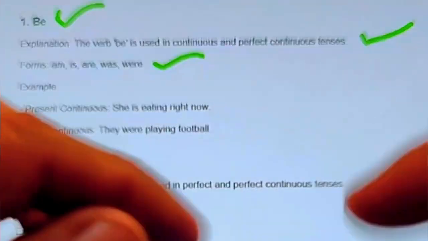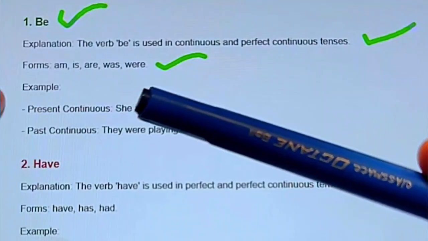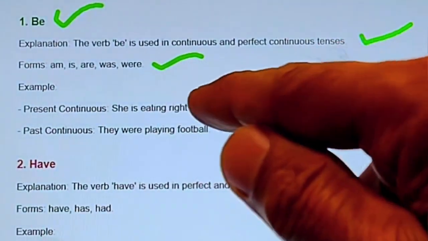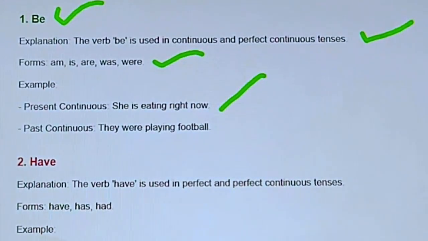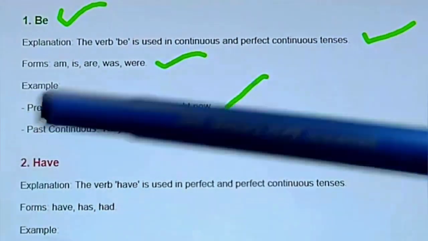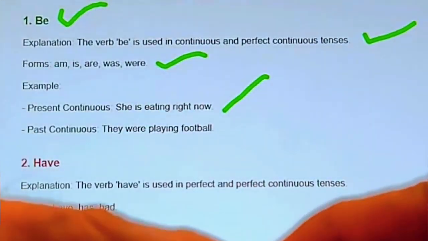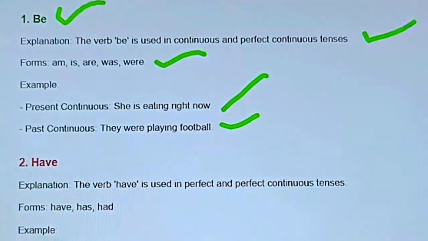An example here for present continuous: she is eating right now. So this is present continuous tense. Next, past continuous tense: they were playing football. This is the past continuous.